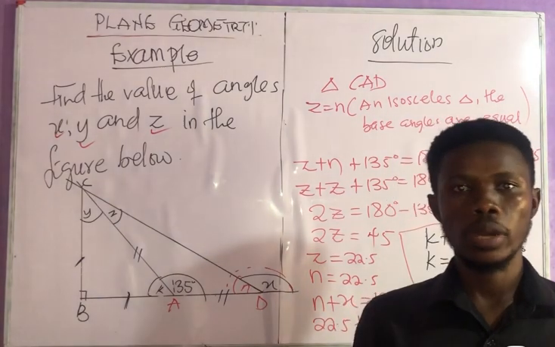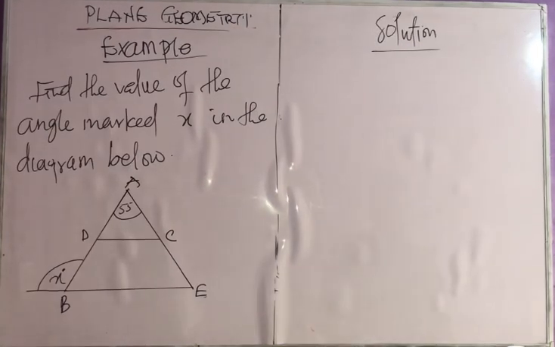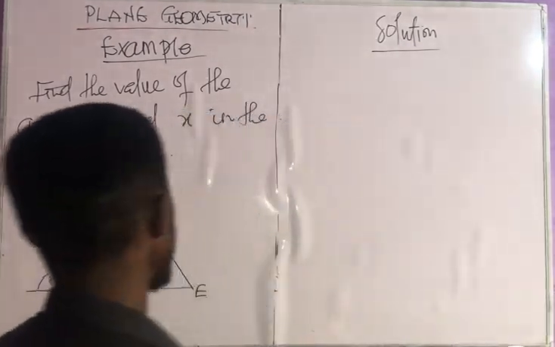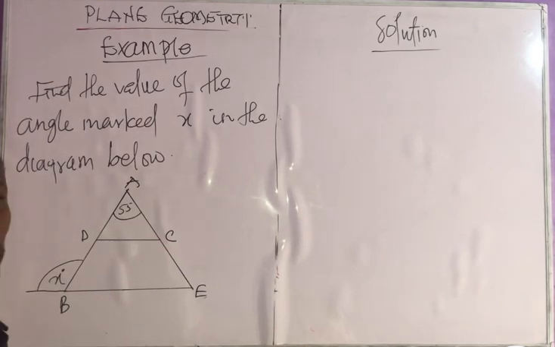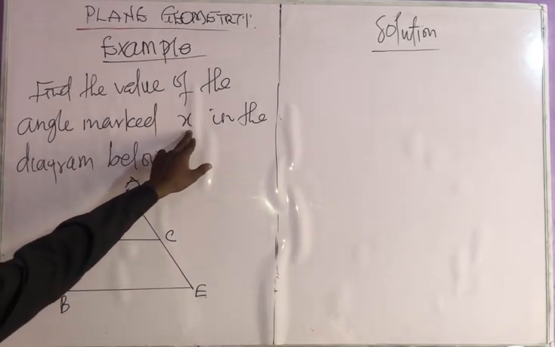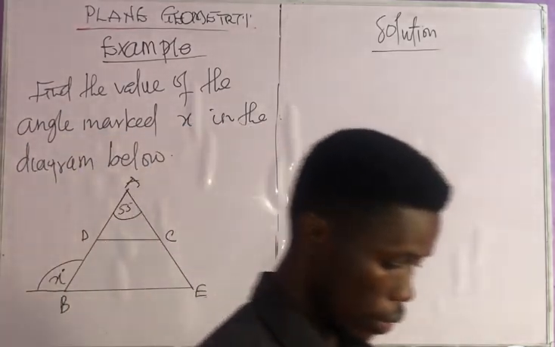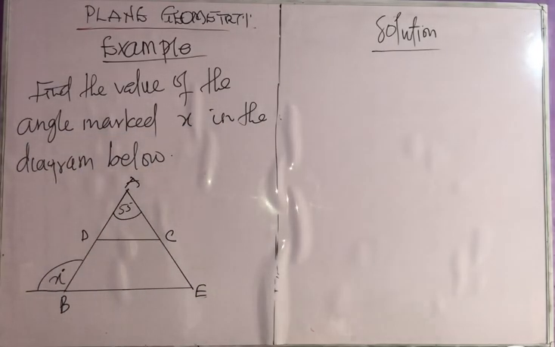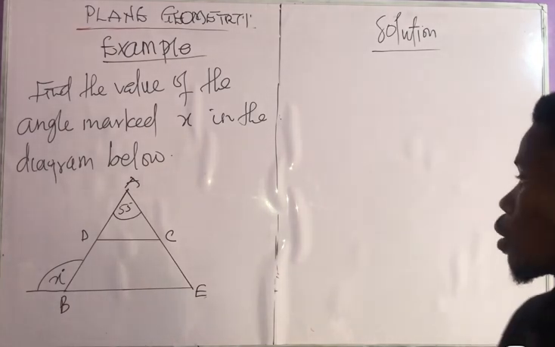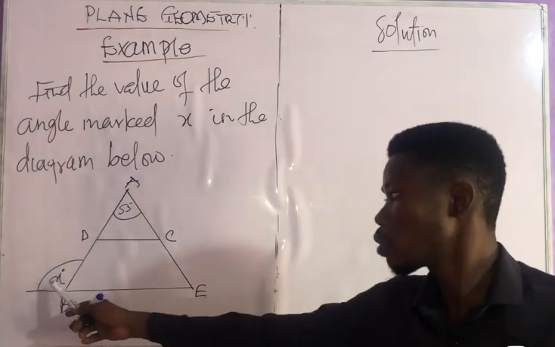Now let's look at example number 2. Find the value of the angle marked x in the diagram below. So we want to find the value of the angle marked what? X. So this is the angle you want to find, okay?